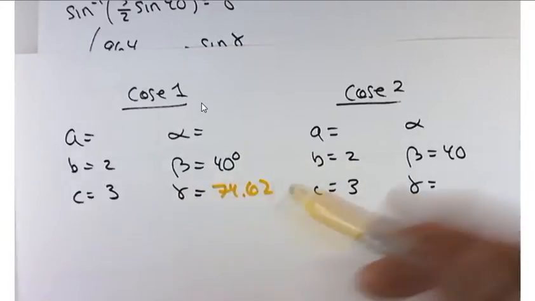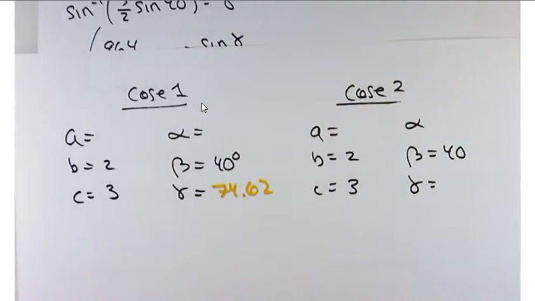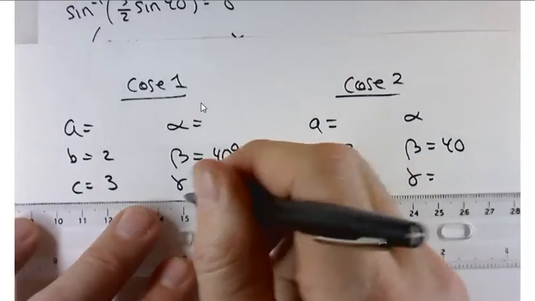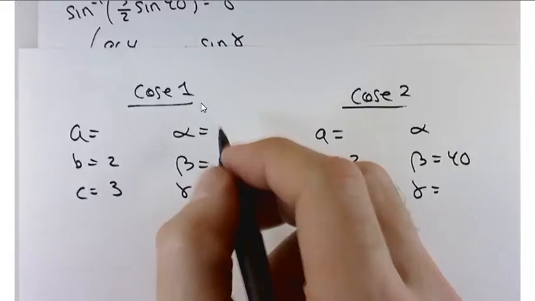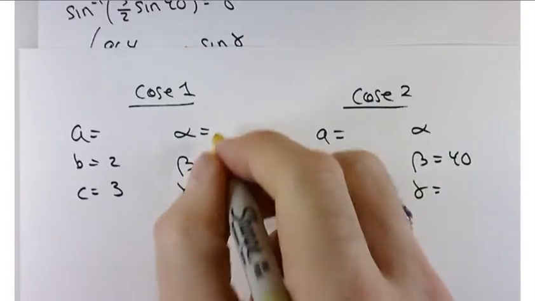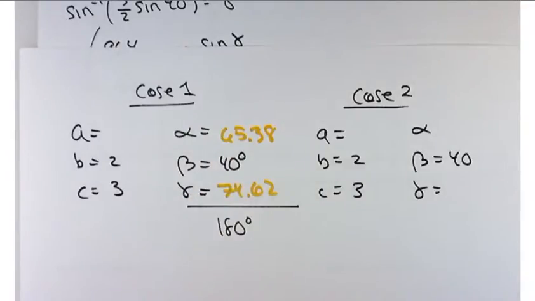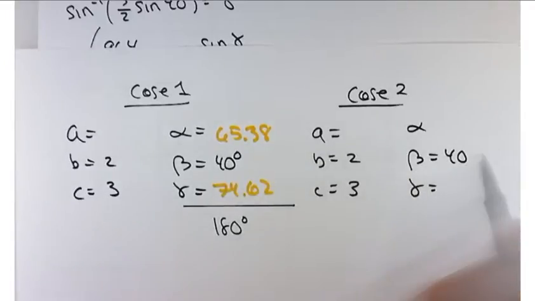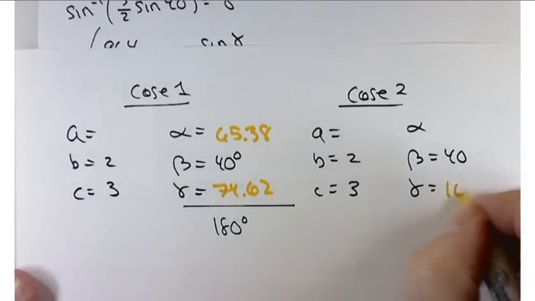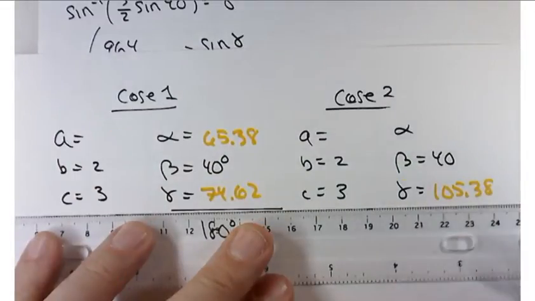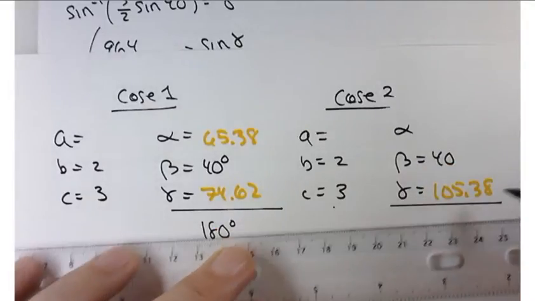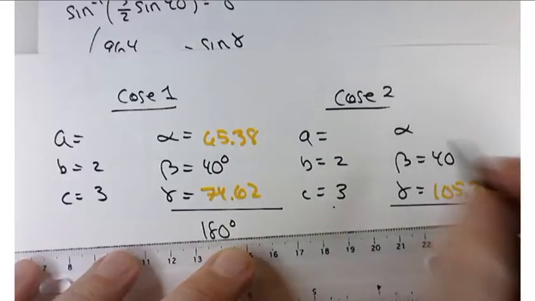Does that leave me enough room to form a triangle? Can I find an angle alpha so that all these total up to 180 degrees? Yes. 65.38. All right, I'm taking you on your word on that, but that seems pretty good. How about over here? The other possibility was 105.38. Does that leave me enough room to form another triangle? Can I find a different value for alpha? Yeah, and in that case, it's going to be 34.62.